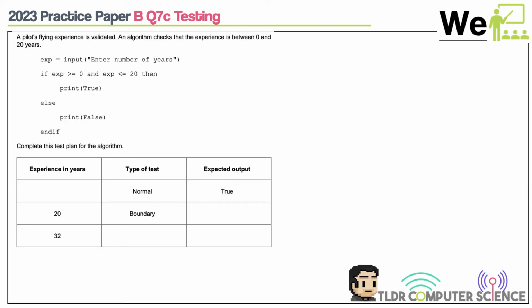Here we go. Omar, thank you so much for volunteering. What are the 4 different types of tests for testing? Normal, boundary. Beautiful.